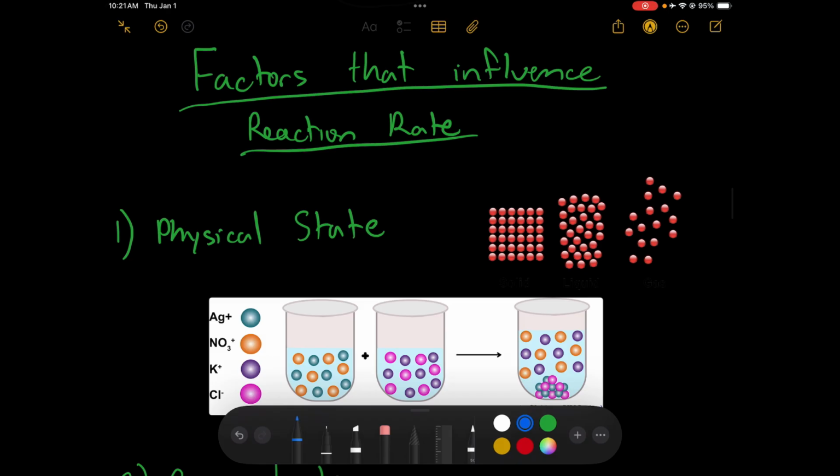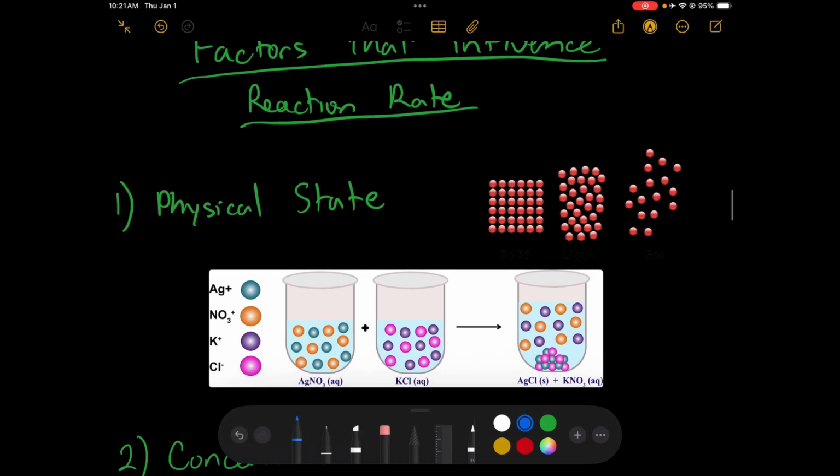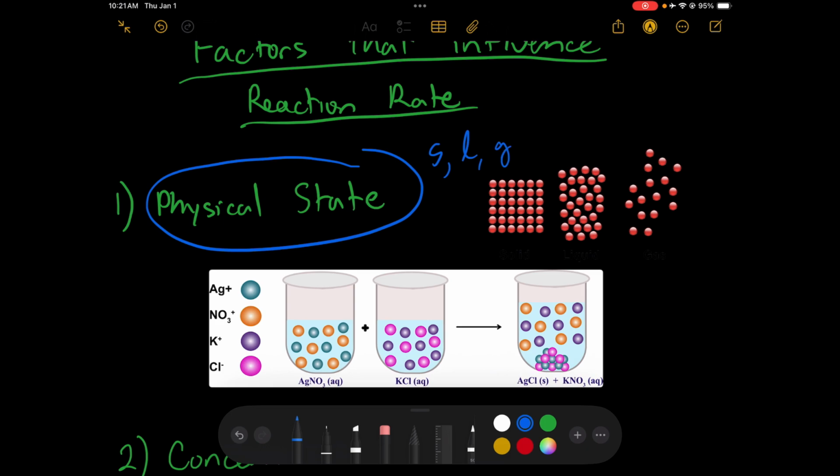Other things that we look at in the study of kinetics are factors that can influence the reaction rate of specific chemicals. The first one is going to be physical state. By physical state, I literally mean, are those things that are trying to react with one another solid? Are they liquid? Are they gaseous? Or are they aqueous? Because some molecules can react in aqueous form, but not in solid form. Some molecules can react in liquid form, but not in gaseous form. It depends on the reaction that you're doing.